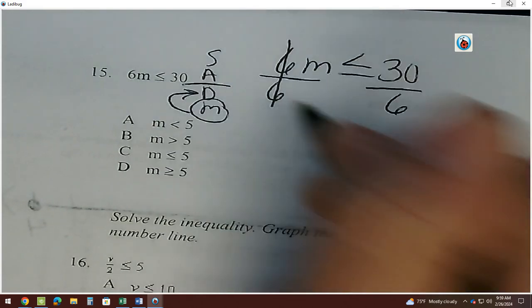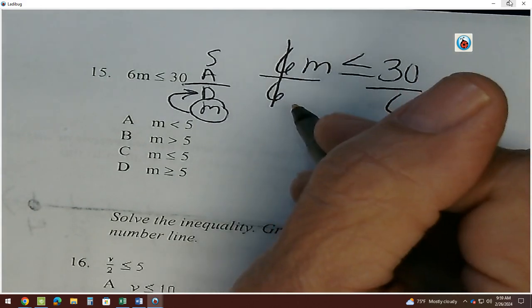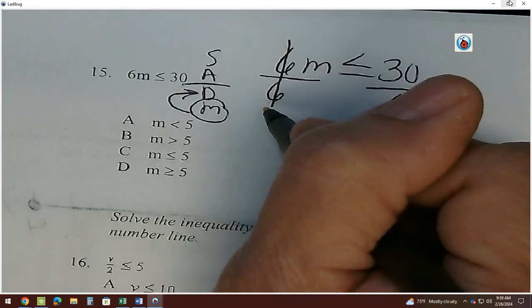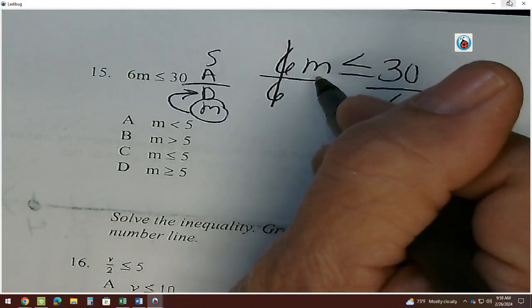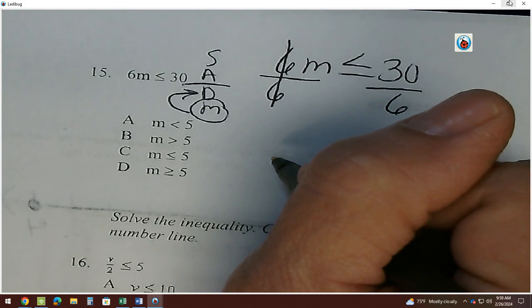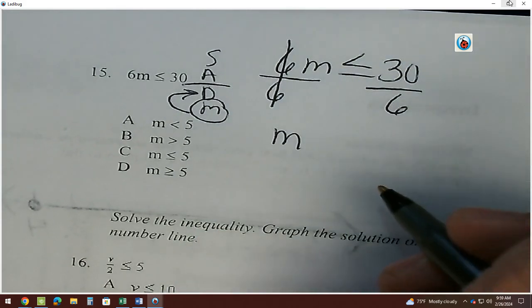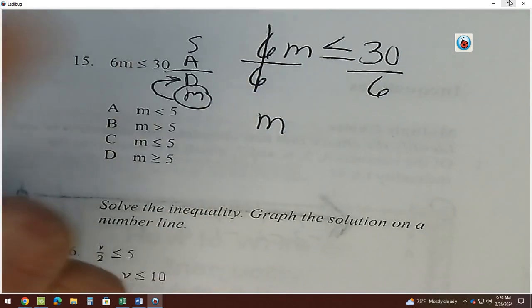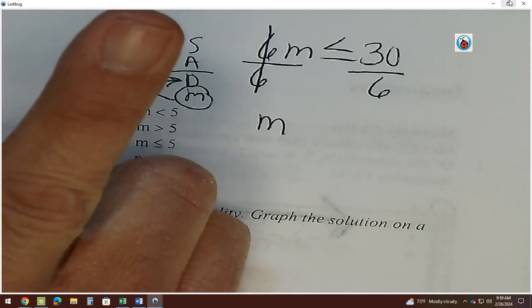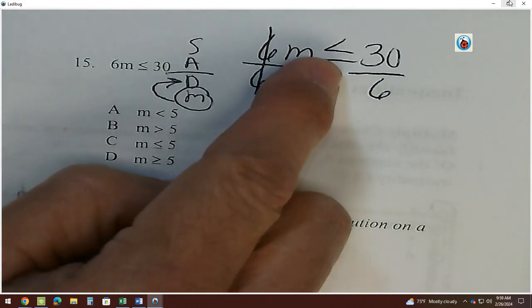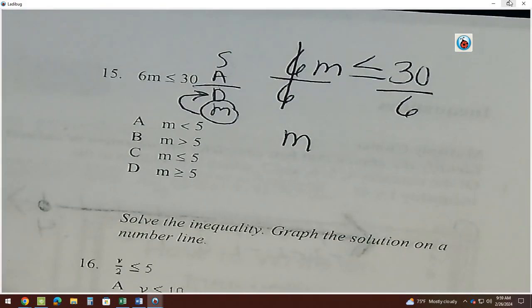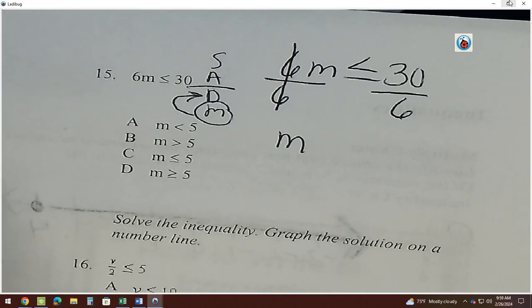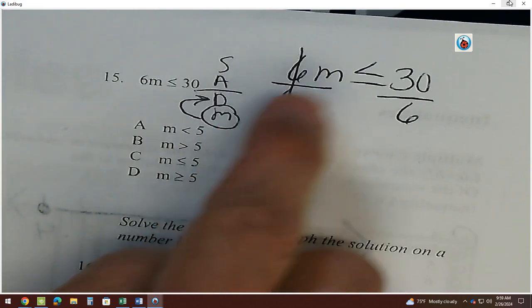This cancels. Now let me tell you why this cancels. Not because it becomes 0. 6 divided by 6 is 1. And 1 times M is M. Por eso se hace cancel. You understand? Listen again. 6 divided by 6 would be 1, not 0, because we're dividing. And 1 times M is M. Because what's 1 times 10? 10. 1 times 12? 12. So 1 times M, M.